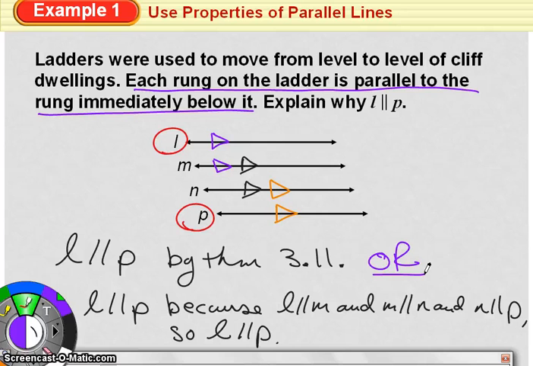Just remember, Theorem 3.11 will change from book to book and from course to course. If you're in Foundations of Geometry versus regular geometry, the theorem number may be different because regular geometry does more theorems and postulates than a Foundations of Geometry class. So just be careful about that. It's truly better if you can know what the theorem says versus what number the theorem is. Okay?